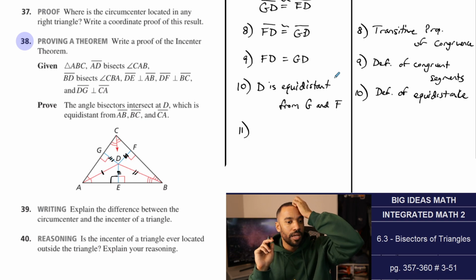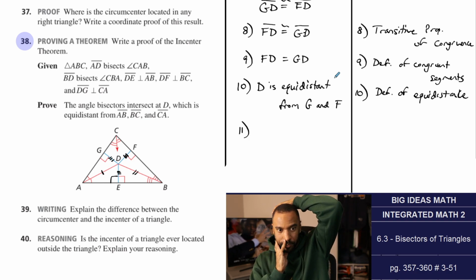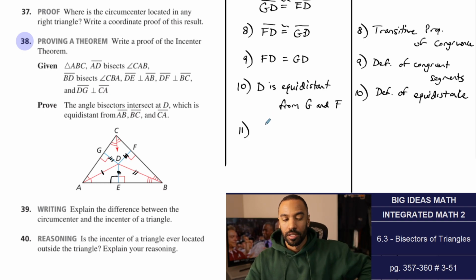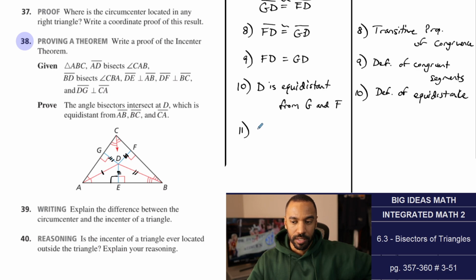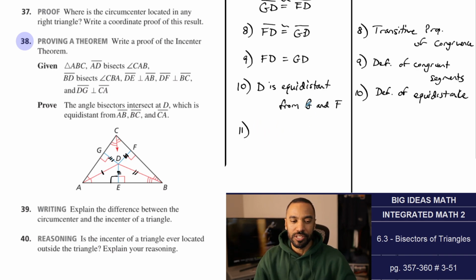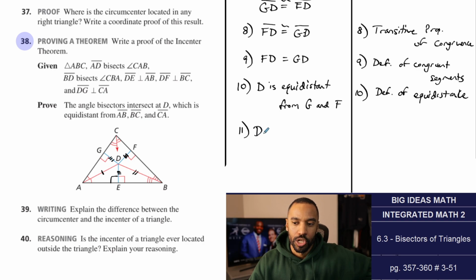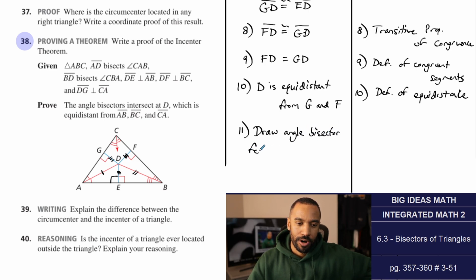So draw. Do I say draw an angle bisector? Excuse me. D. I don't know how to say this statement. I want to say that D is on C's angle bisector. So I'm just going to say this. Draw angle bisector for angle GCF, which passes through D.